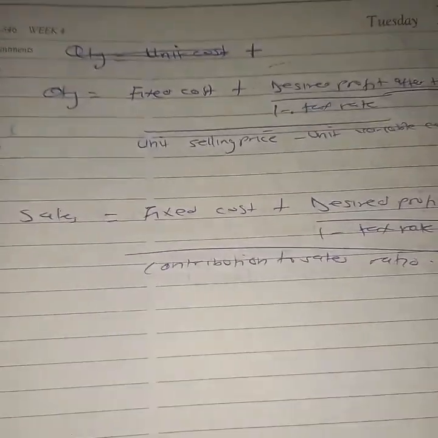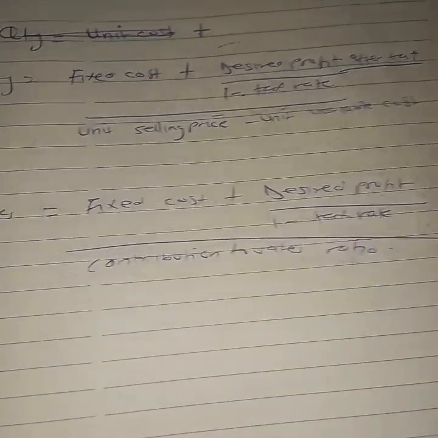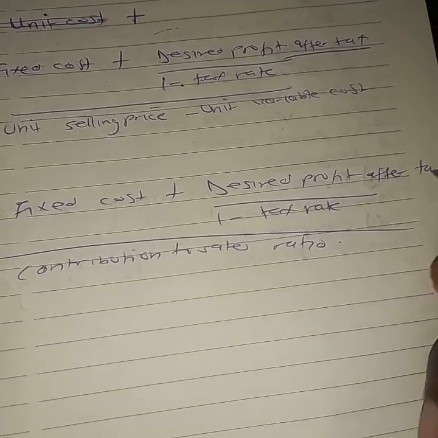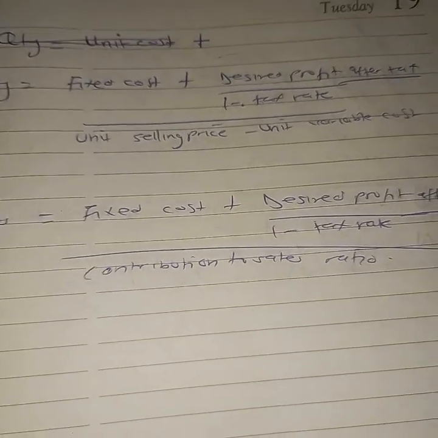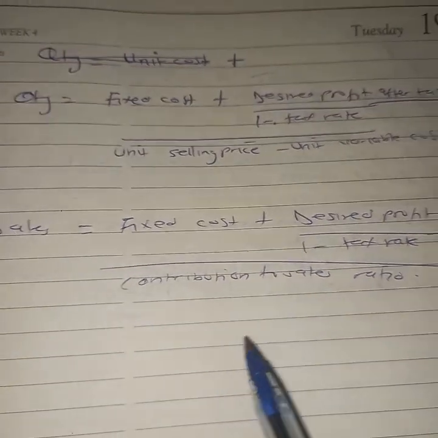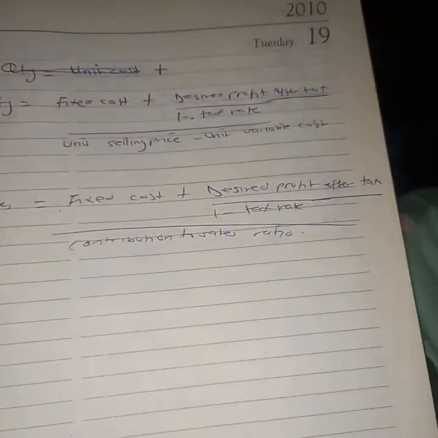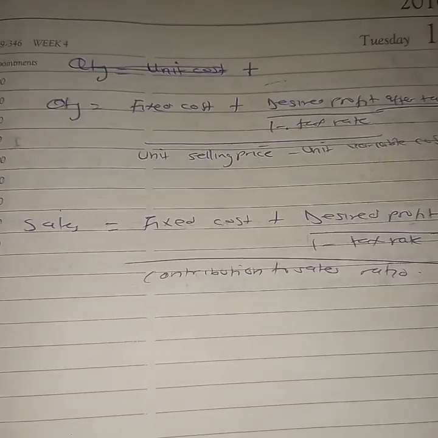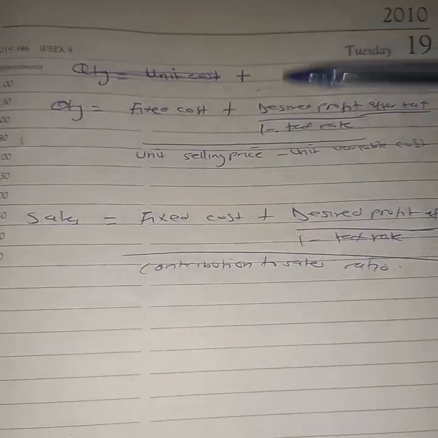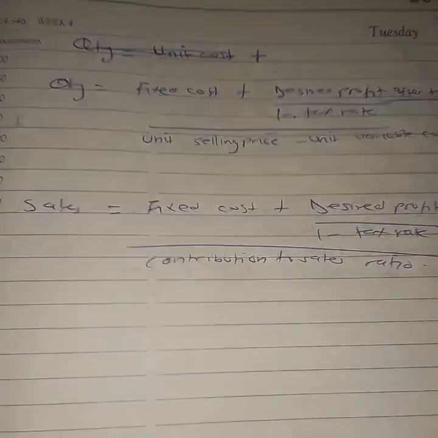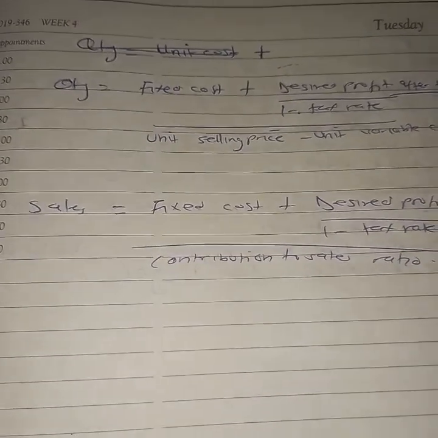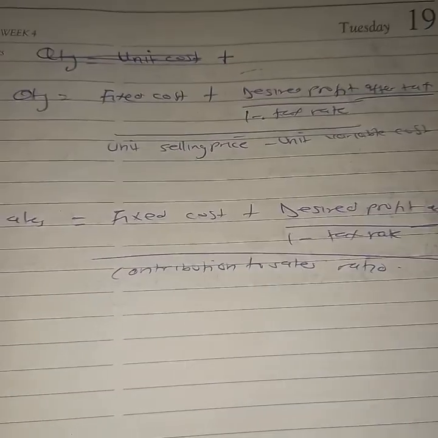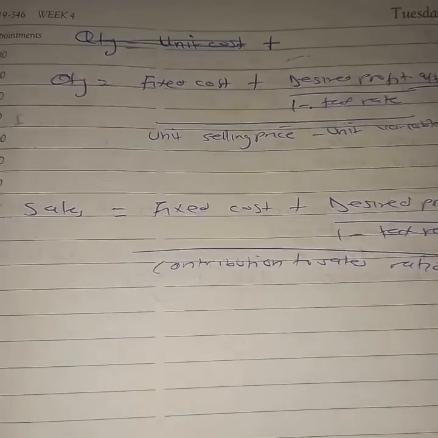And to get the sales, it is fixed cost plus desired profit after tax out of 1 minus tax rate, divided by the contribution to sales ratio. It will be able to give us the sales to make. So in these two formulas you have seen, we have not changed anything from the last videos. What we have just changed is that we are converting the desired profit after tax to go back to the original profit. That's all.